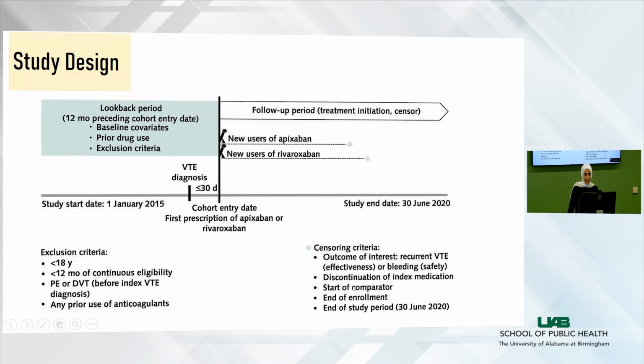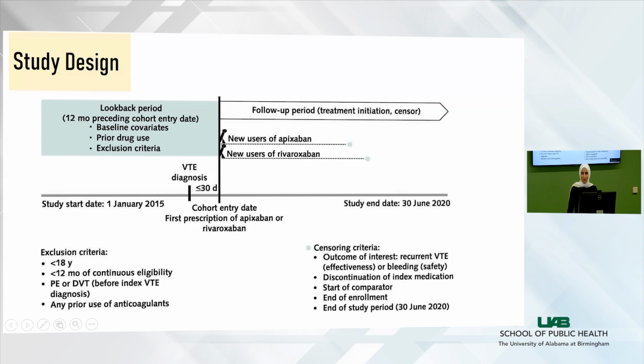If the patient stopped or discontinued the medication, so for example, a new user of apixaban stopped apixaban, or same for rivaroxaban. If they started the study comparator, so for example, a new user of apixaban later in the study started rivaroxaban, that patient would no longer contribute person time. Also at the end of enrollment, meaning if they discontinued enrollment in their healthcare plan, and at the end of the study period, and in this case, we had data available until June 30th, 2020.